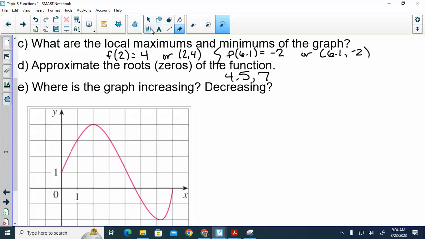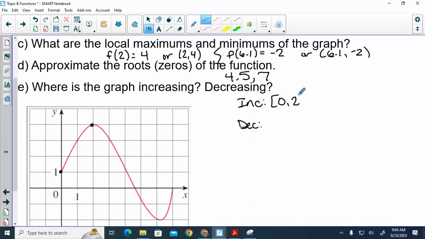Increasing, decreasing. Remember we did intervals for that? We use the x values. So starting here, when my x is 0, it's increasing from 0 to 2. And then from 2 until we estimate that to be about 6.1 earlier, the graph was falling. And then after that, from 6.1 to 7, it is increasing again. Do you remember what we put if we had multiple intervals?